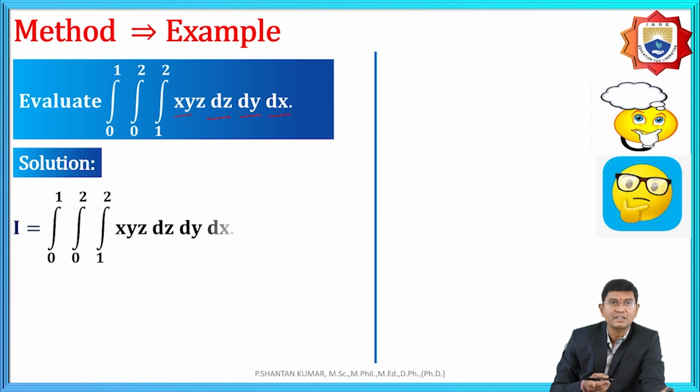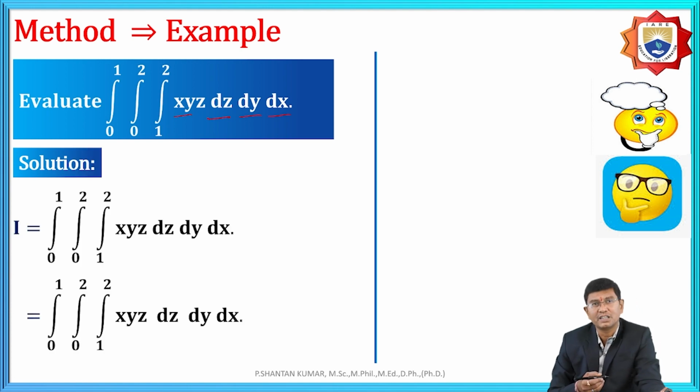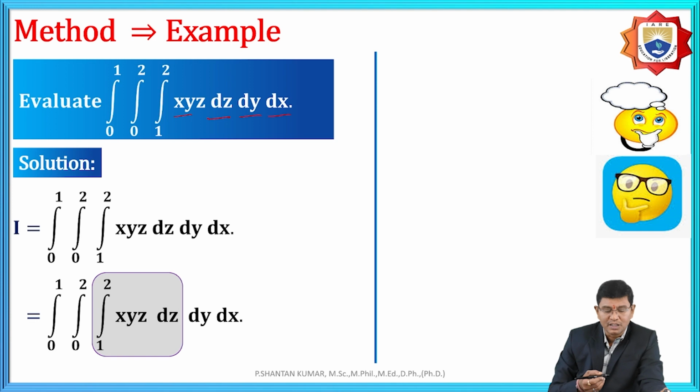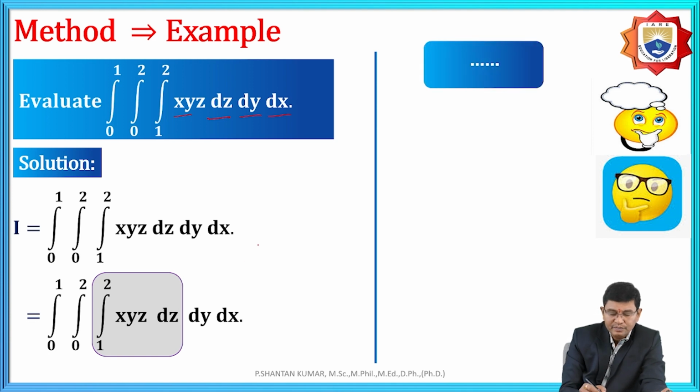Then we need to replace the upper limit, that is 2, and the lower limit, that is 1. Therefore the solution here will be x into y, that is z square by 2. The limits are 1 to 2. That means it is 2, it is xy into (4 minus 1) by 2, that is 3 by 2.